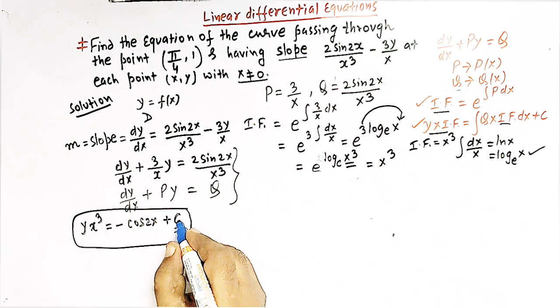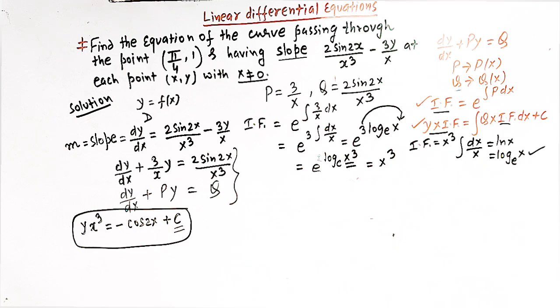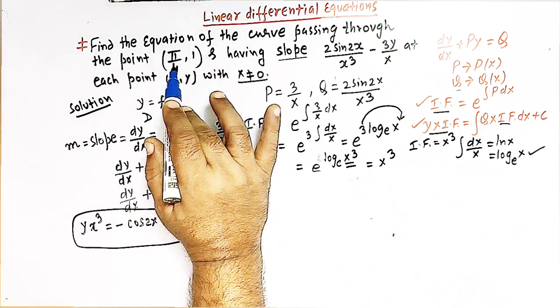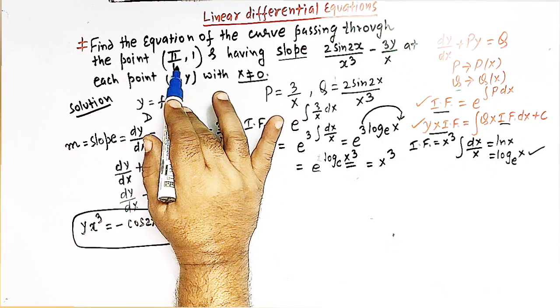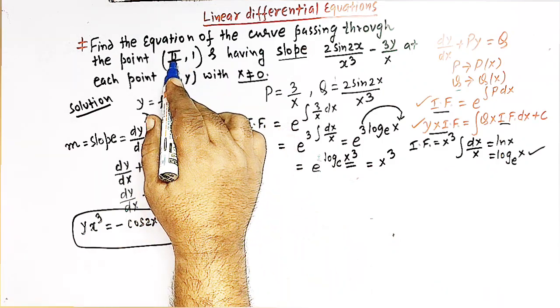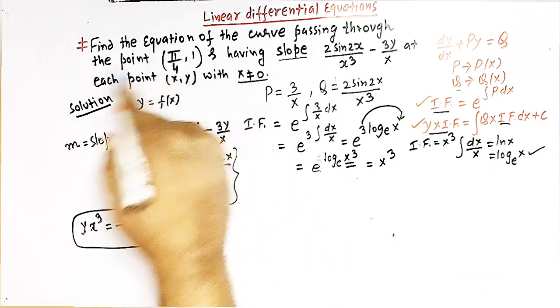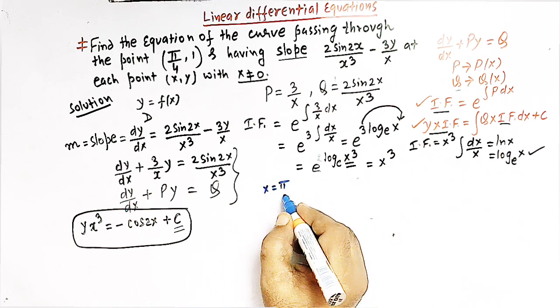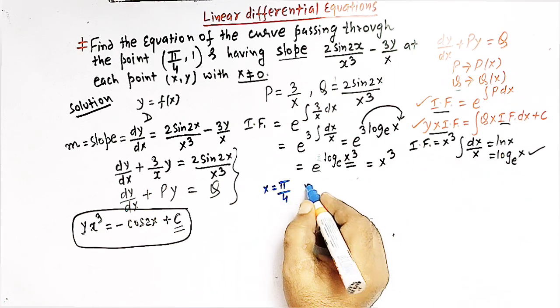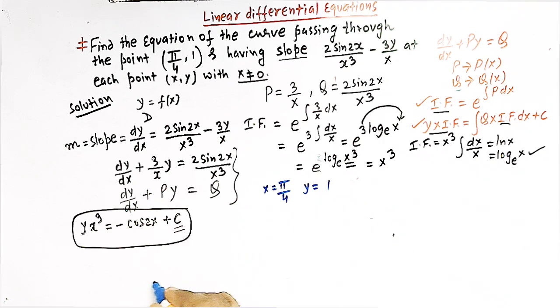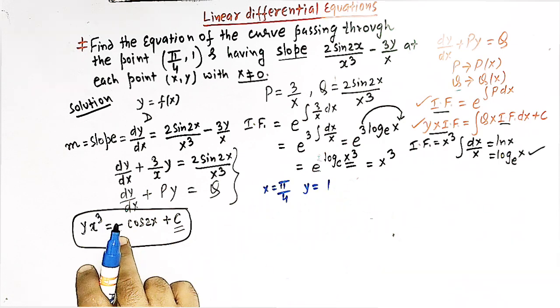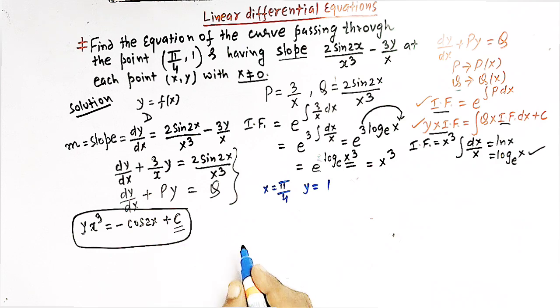So now let us find out the value of this constant of integration c by using the boundary conditions or the initial conditions. So here we are given the point, that is pi by 4 comma 1, right? So we are given x is equal to pi by 4 and y is equal to 1, right? So let us substitute these values in this equation to get the value of c.